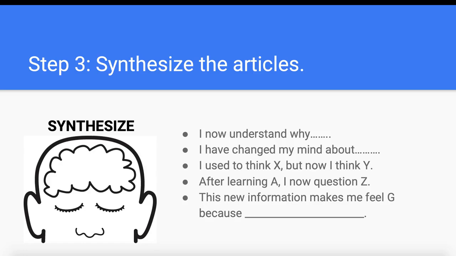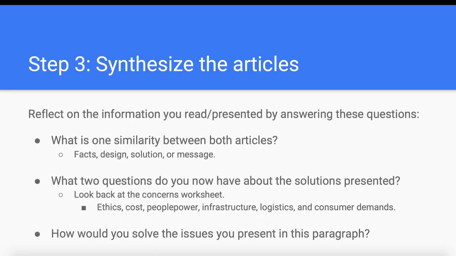All those help to reflect and help you synthesize what's going on in the articles. Okay, now on the same sheet of paper that we were talking about, you want to reflect on the information, right? We want to think first, what's one similarity between both articles? So maybe they shared a fact, maybe they're both talking about the same design, maybe they're both talking about a similar solution, or maybe the message in both of them have some similarity, right?